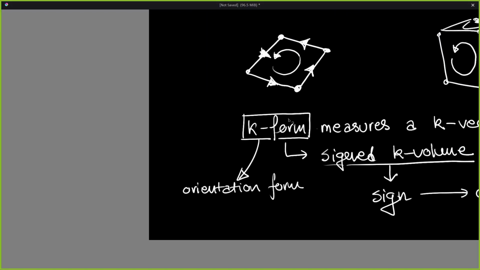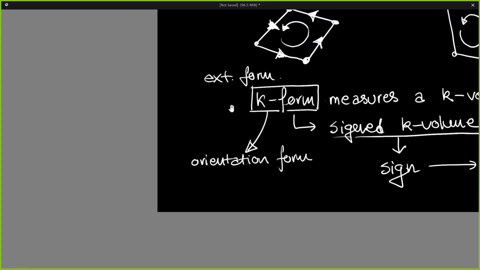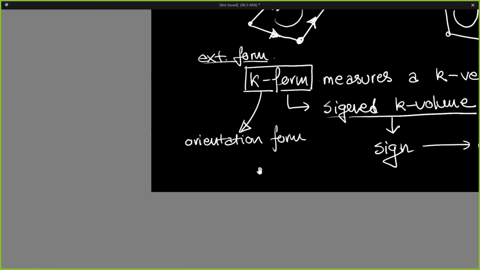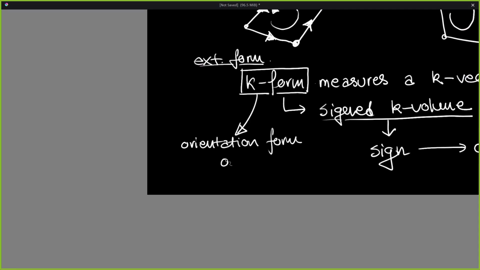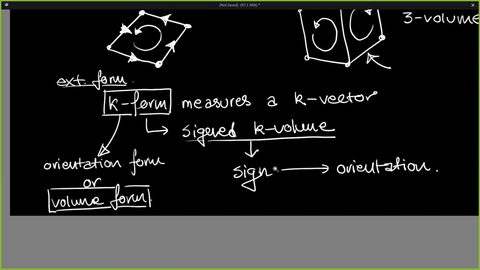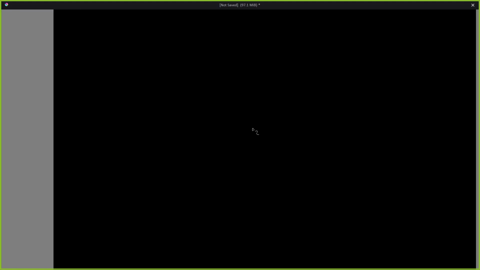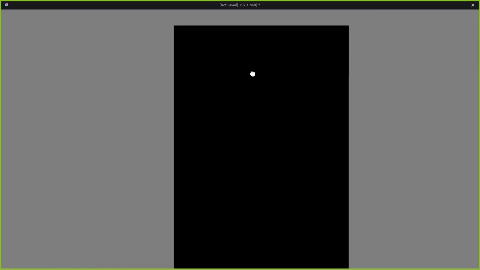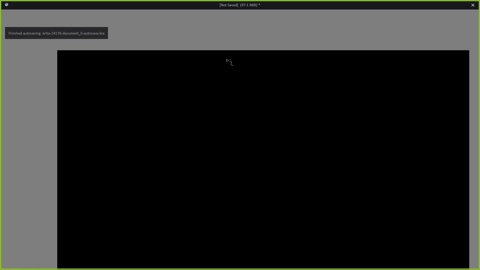When we're talking about the vector space, this is an exterior form. We're not talking about a differential form yet because we're on a single vector space. But this is an exterior form, and it's either called the orientation form, or more commonly it's called the volume form, because it's a form that tells you how to measure volumes on a space. We're going to call it the volume form. So now we are ready to define an orientation on a vector space.